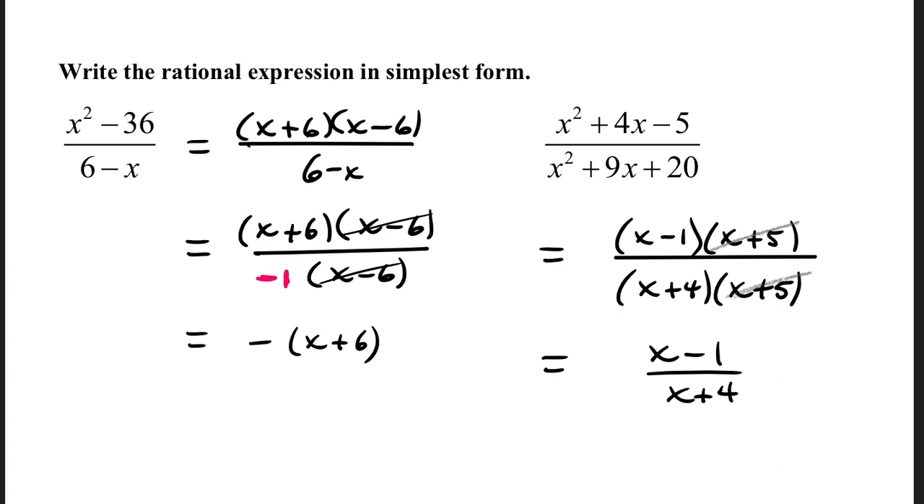In our example to the top right, we have trinomials on top and bottom of the fraction. X squared plus 4x minus 5, we can factor that. We just got to get a pair of numbers that adds up to 4 and multiplies out to negative 5. Negative 1 and positive 5 will do it. If we add negative 1 and 5, we get 4. If we multiply, we get negative 5. In the denominator, factors of 20 that add up to 9 are 4 and 5. 4 plus 5 is 9. 4 times 5 is 20.